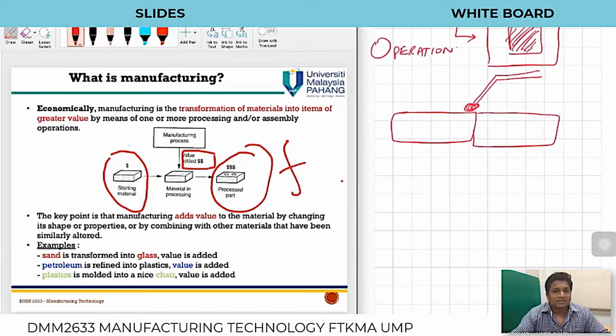the economic definition of manufacturing. For example, sand, if you have sand, it's useless. But if you are going to heat the sand, silicon dioxide is sand, if you heat the sand, then it will melt and it becomes glass. Now, glass has a lot of value. So creating and adding value through a manufacturing process is also called the economic definition of manufacturing.